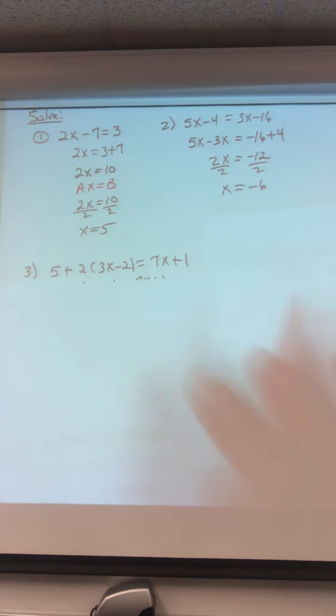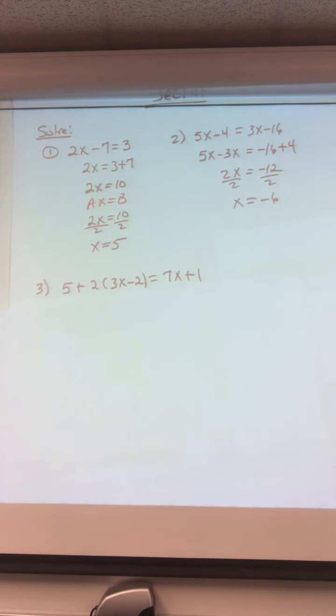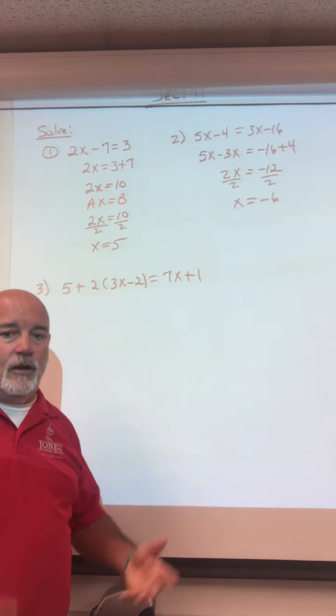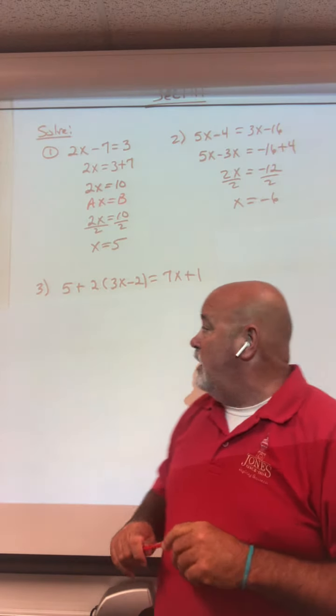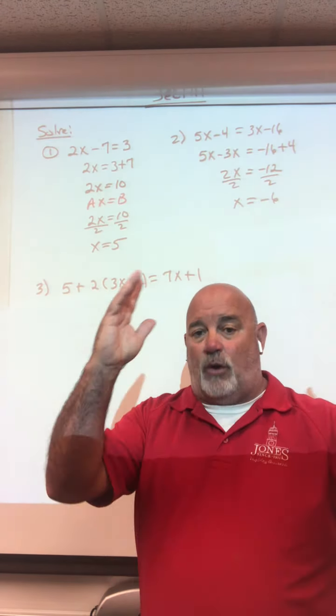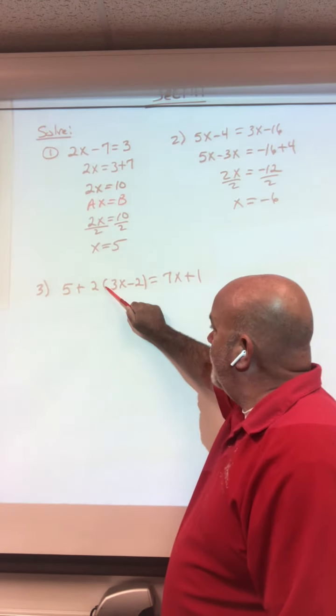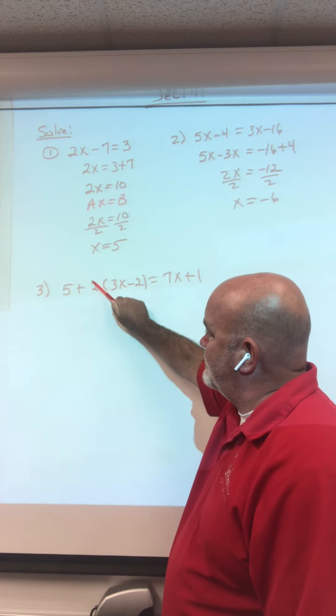Okay, now in this next problem, it's a little different than the first two because it has grouping symbols. Another word for grouping symbols is either parentheses or brackets. Now, remember the way you get rid of parentheses in mathematics, not just throw them away. You have to multiply what's in the parentheses by what's in front of the parentheses.